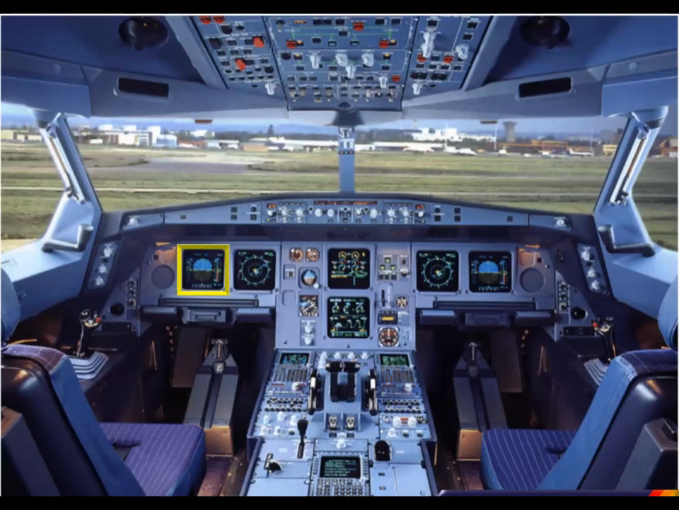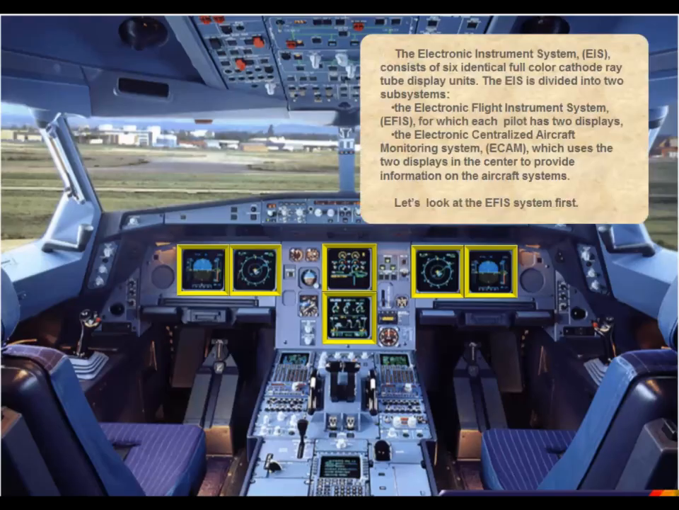The Electronic Instrument System, EIS, consists of 6 identical full-color cathode ray tube display units. The EIS is divided into 2 subsystems: the Electronic Flight Instrument System, EFIS, for which each pilot has 2 displays; and the Electronic Centralized Aircraft Monitoring System, ECAM, which uses the 2 displays in the center to provide information on the aircraft systems. Let's look at the EFIS system first.